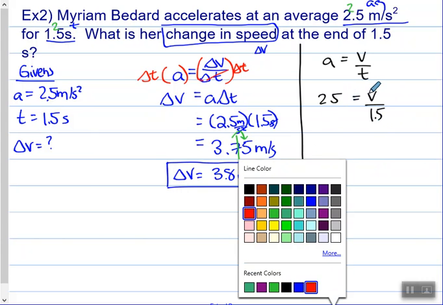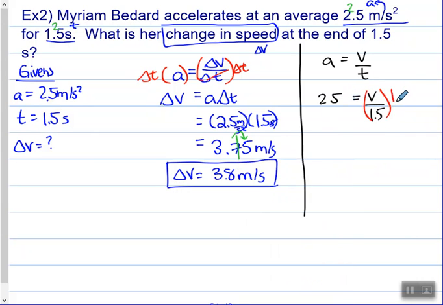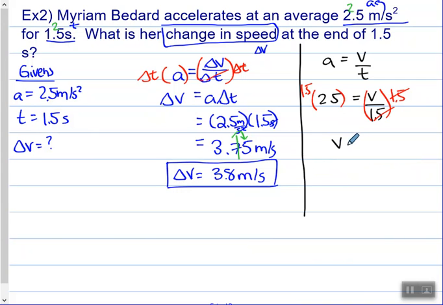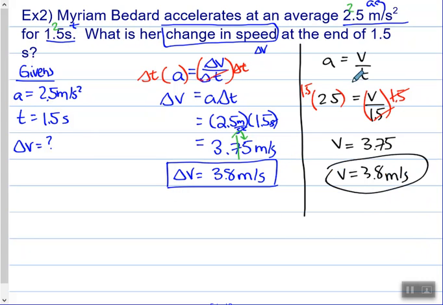So V divided by 1.5, I will have to multiply by 1.5. So multiply both sides by 1.5. And then 2.5 times 1.5, we get the same answer. So V equals 3.75, which we will then round to V equals 3.8 meters per second. So you do get the same thing. If you would prefer to just deal with numbers and not deal with letters, feel free to do your questions this way.